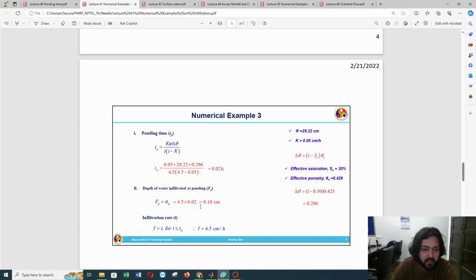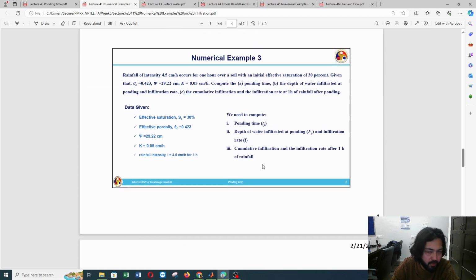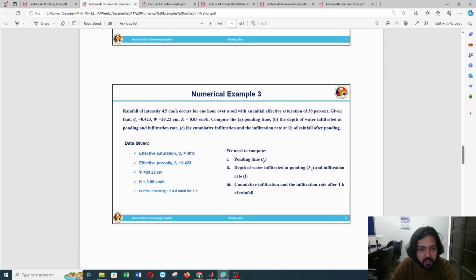Then they are asking us to calculate cumulative infiltration, which is nothing but I × Tp. So they have calculated Fp also. The first two terms they have asked are simple. We have seen them before also. Now let us focus on the third thing they are asking. Now they are asking for the cumulative infiltration and the infiltration rate.